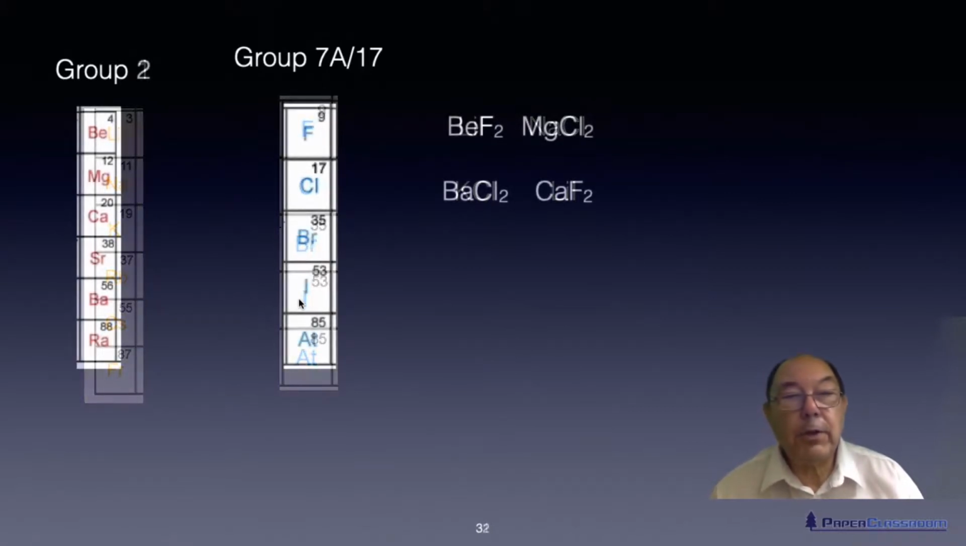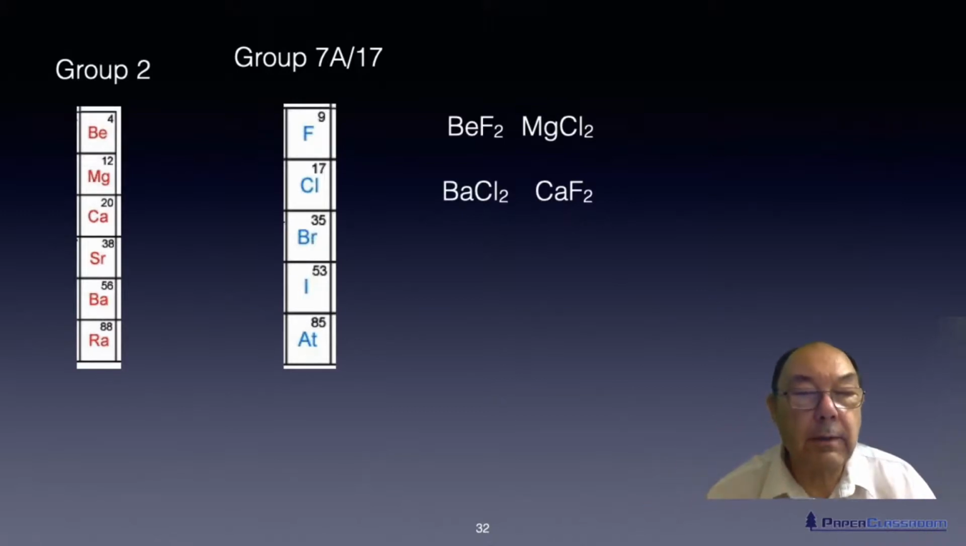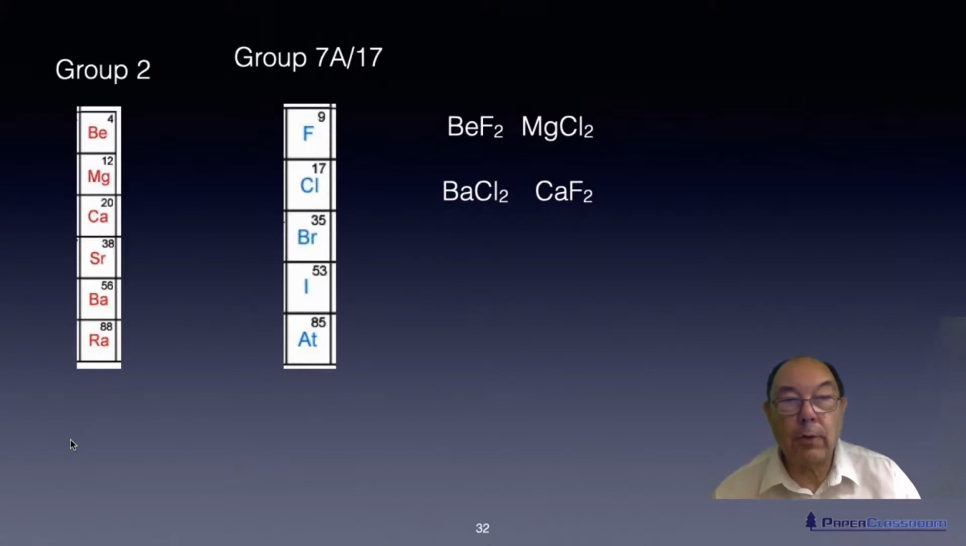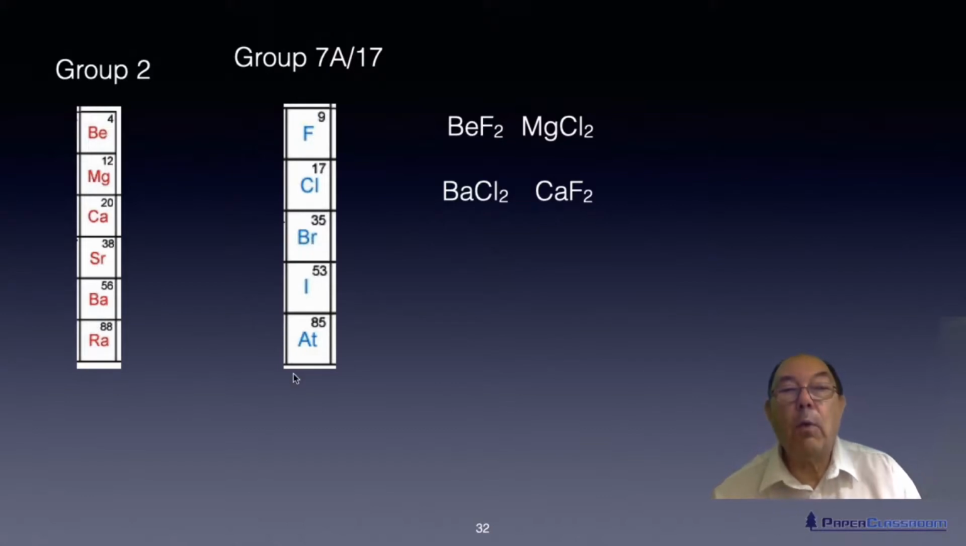If the elements are not in the same group, they don't both have this 1 electron problem. If you look in group 2, everything here requires 2 electrons from group 2. So everything in group 2 wants to give away 2 electrons. We'll stick with group 7A. Everything in group 7A wants to acquire 1 electron.